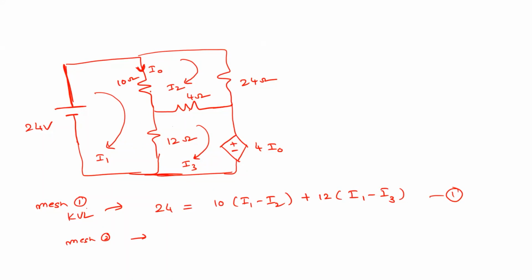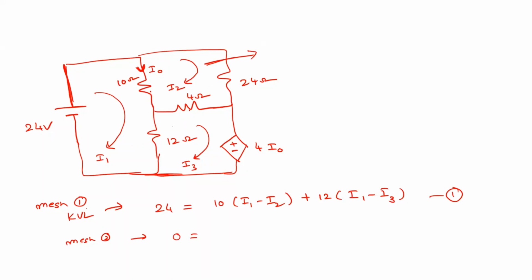What is the next equation? Mesh 2: there is no voltage source, so the right-hand side is 0. Agree? Zero equals zero, because there is no voltage source.